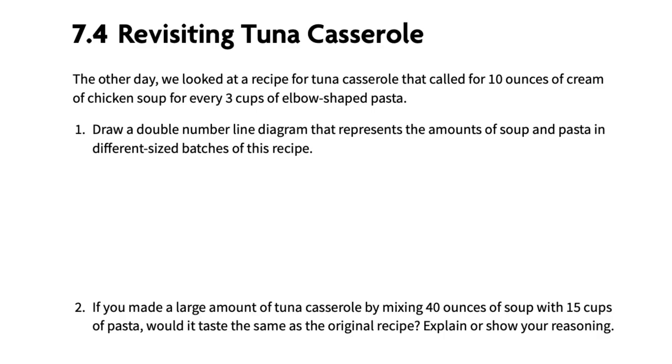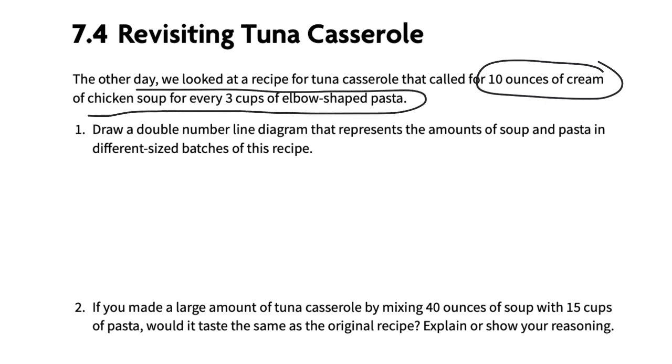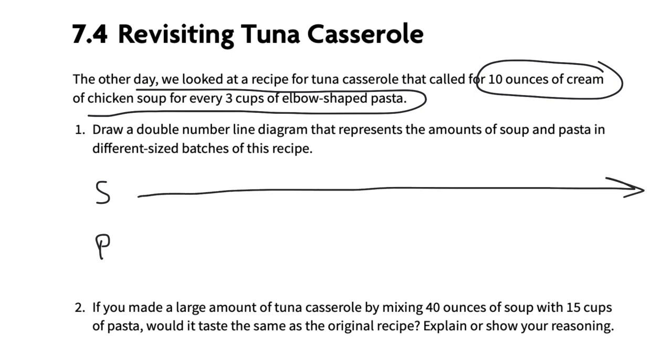So we're going to revisit that tuna casserole recipe from a few lessons ago, and we are given the initial ratio that we have 10 ounces of cream of chicken soup for every 3 cups of elbow-shaped pasta. So we've got 10 ounces to 3 cups, and so we're going to draw a double number line. So let's put the soup on top and the pasta on the bottom, although technically it doesn't matter.